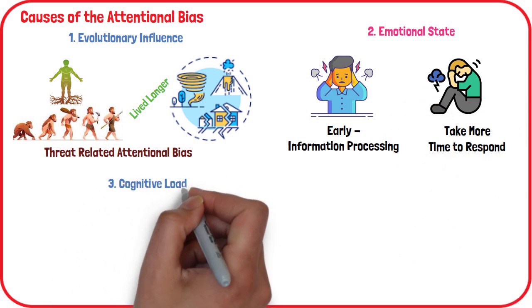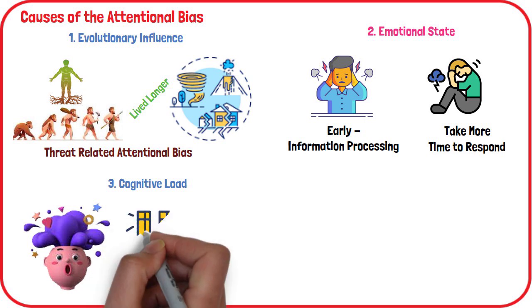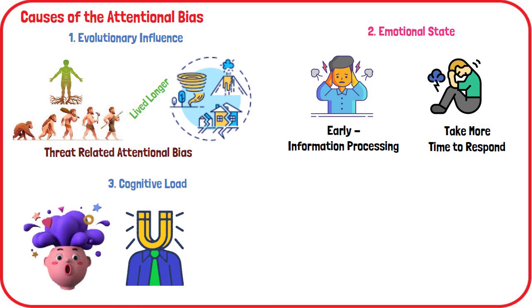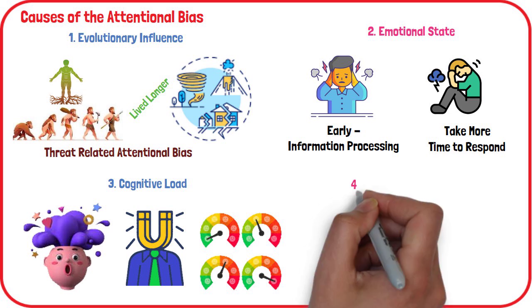Cognitive load. Attentional biases can also happen when people are under a great deal of stress or trying to deal with things that require higher cognitive resources. In such situations, they're more likely to focus on the most attention-grabbing things or those that require the least amount of effort.